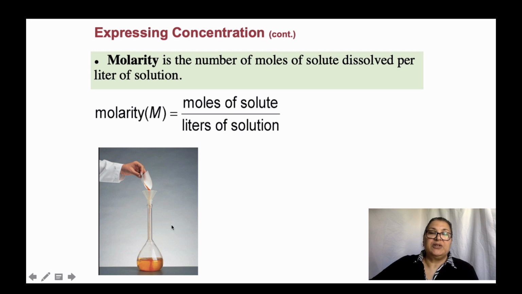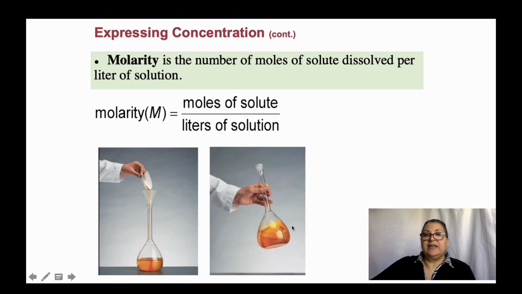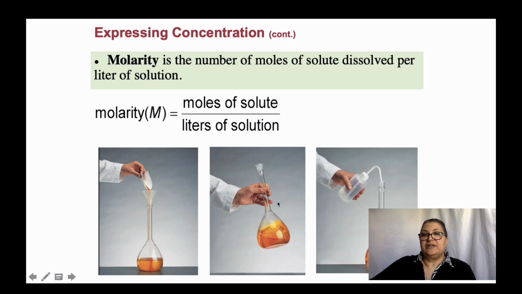So when we make a solution in the lab, we add the solids, dissolve them, and then if we're making 250 milliliters or 1 liter, you stir and then add water up to the mark just to make it exact.